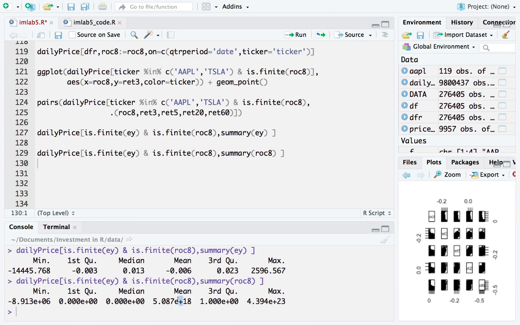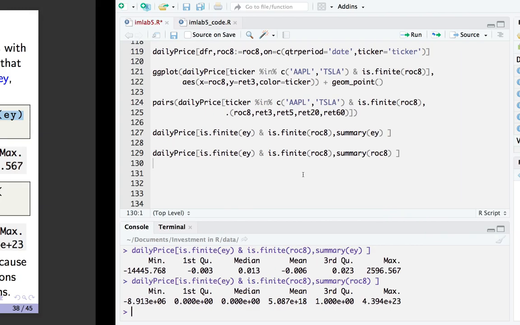Your median is virtually 0, and your mean is some crazy number. Why? Because as we know, the means are highly affected by the outliers. And so the ROC outlier is clearly much wider and crazier than the earnings yield one.